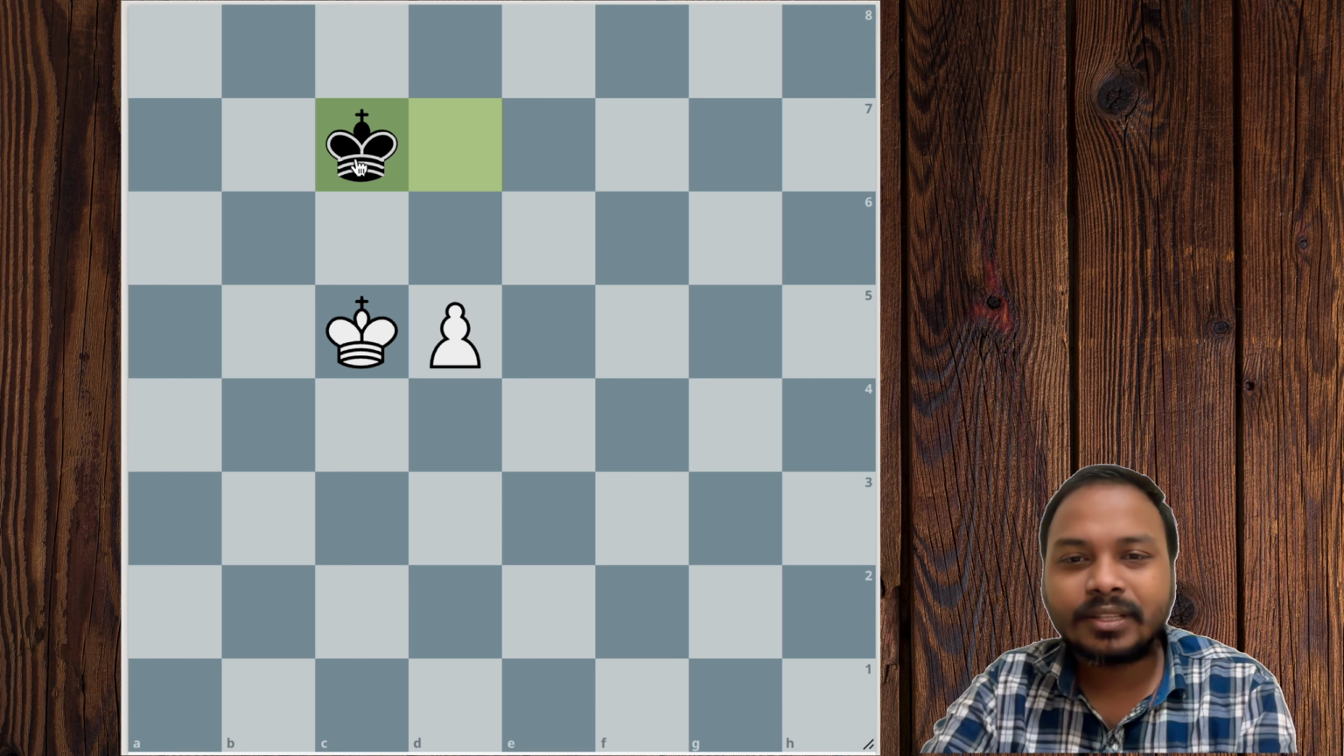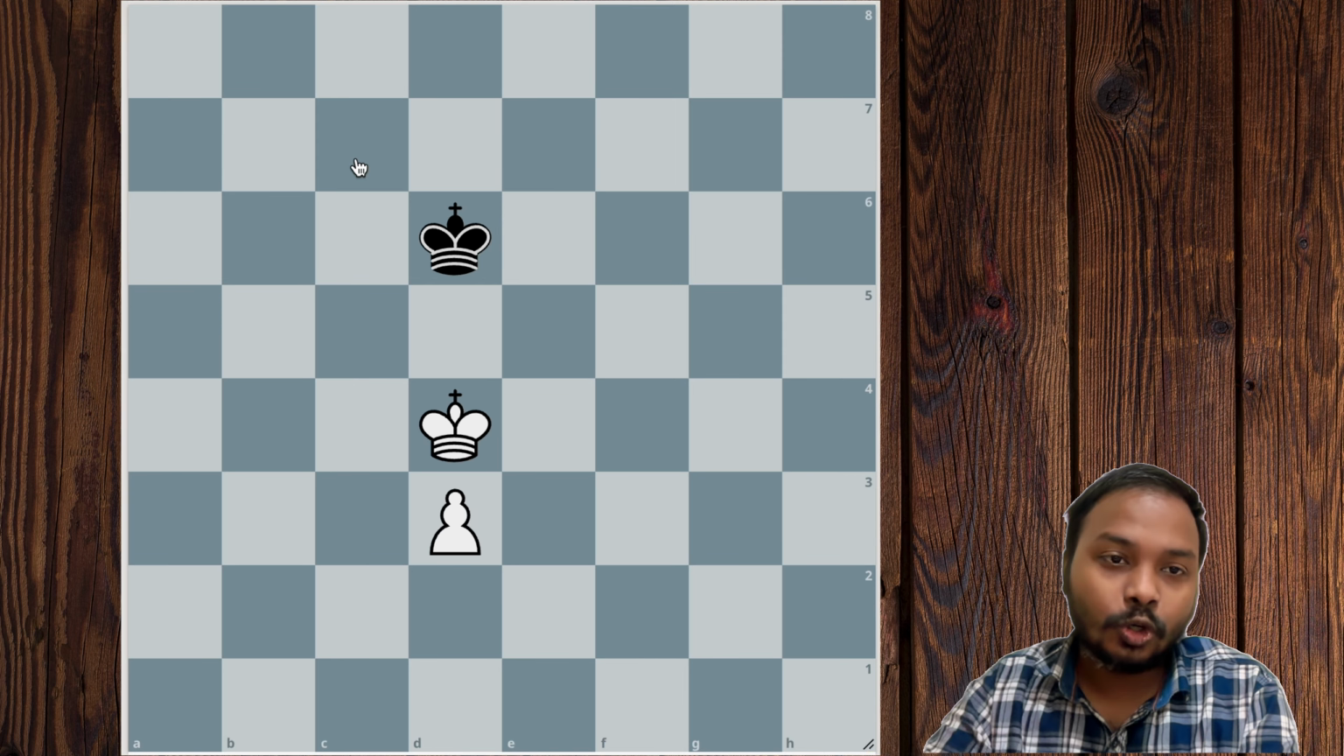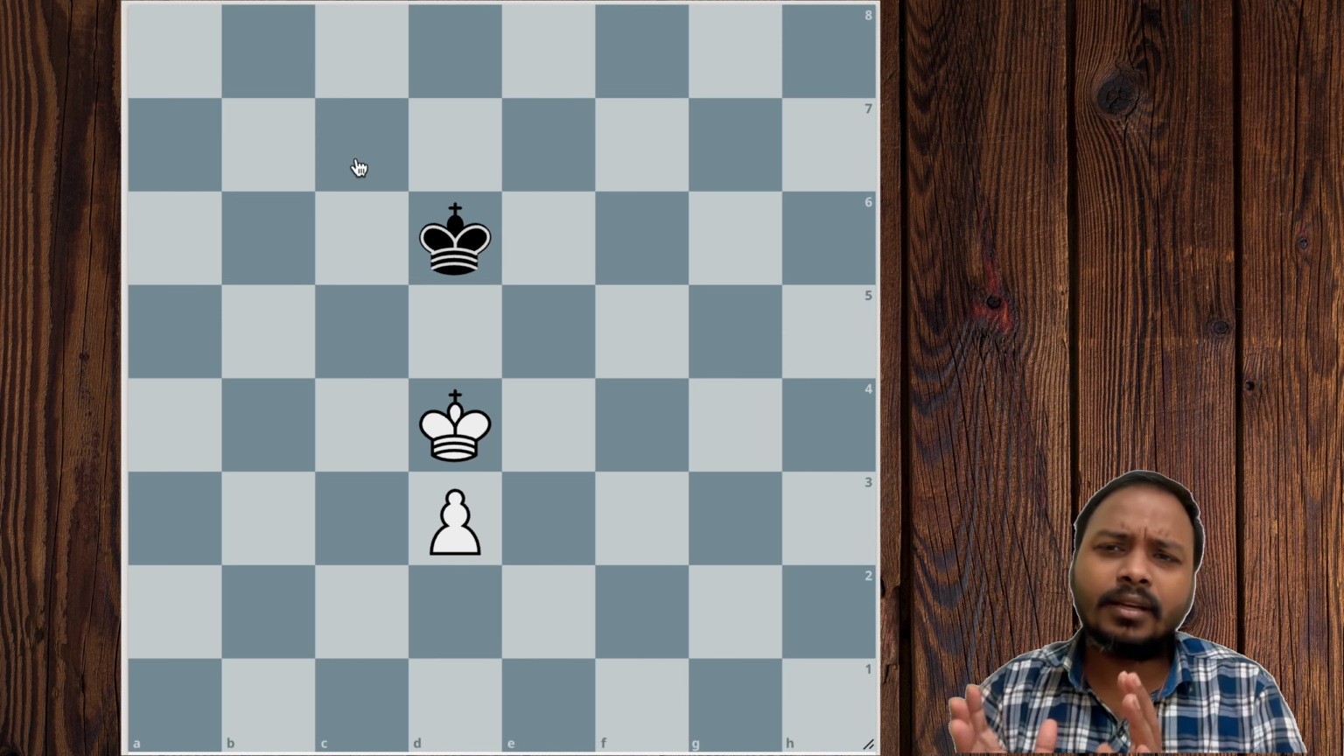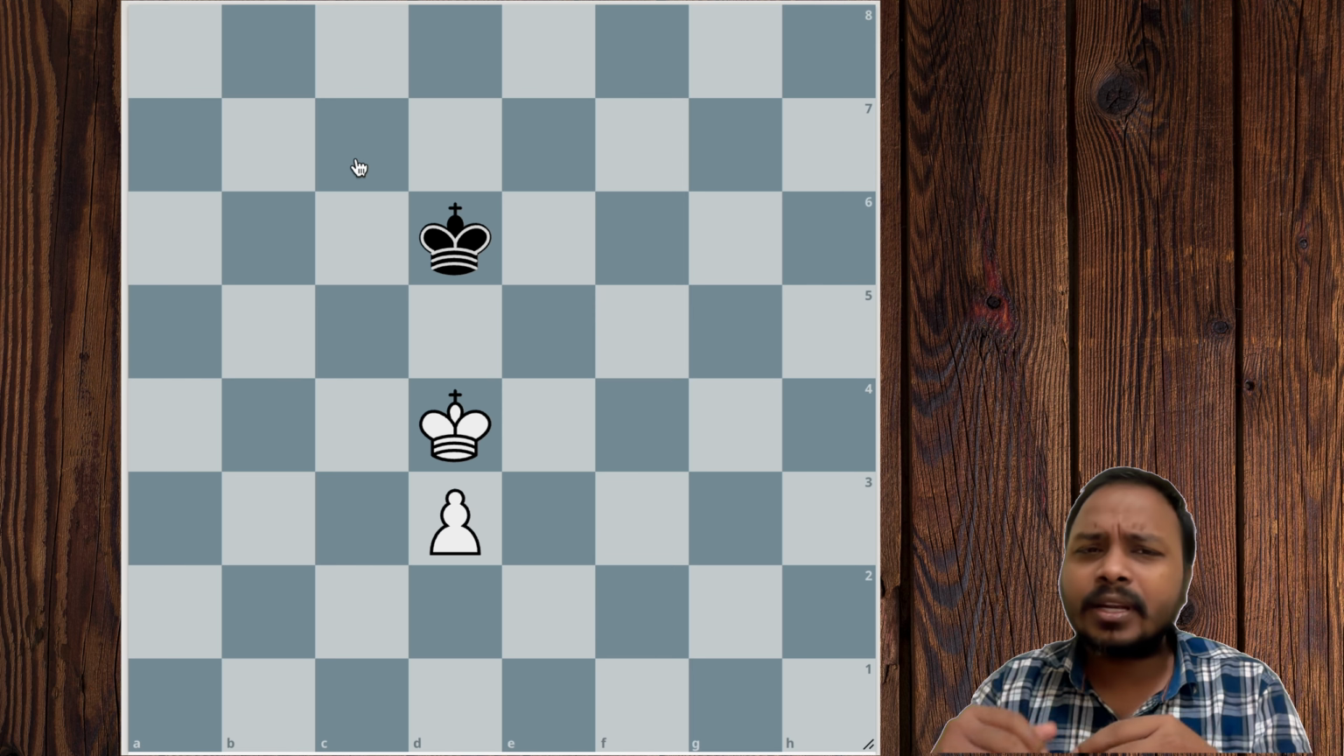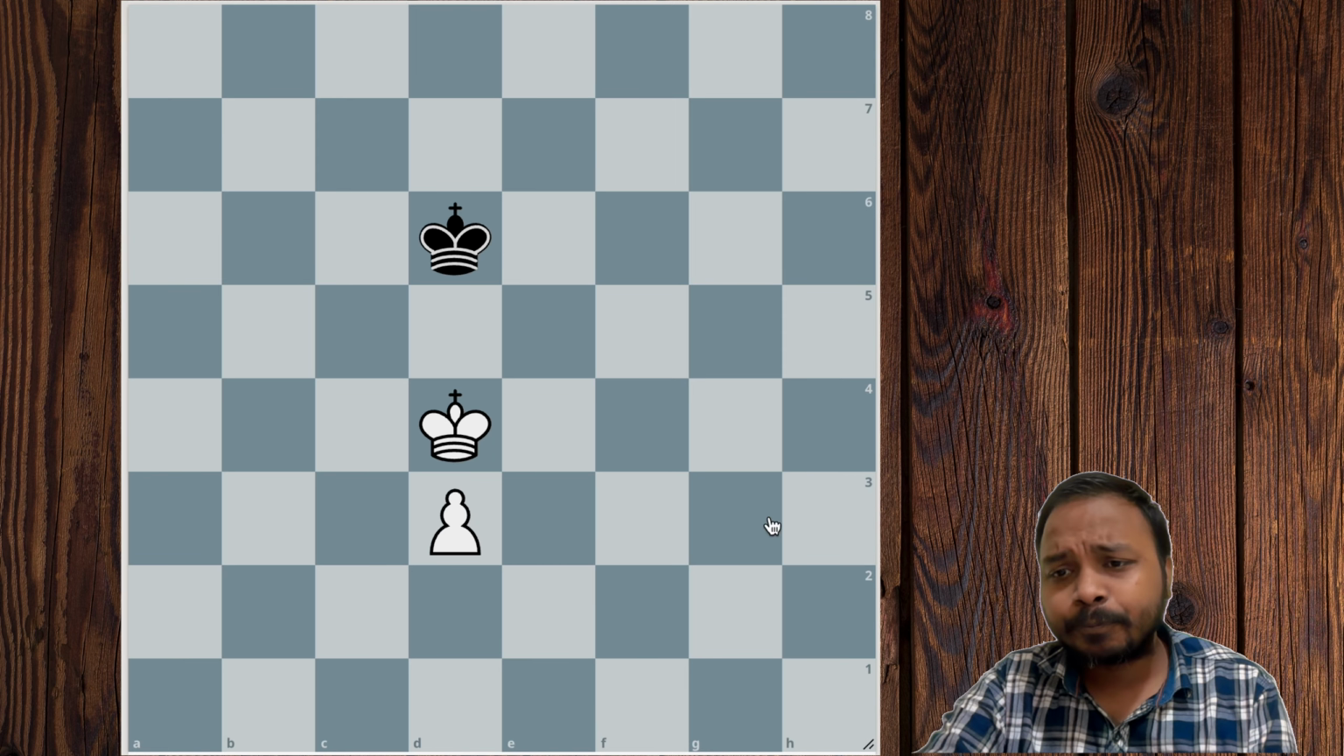So this position is also a draw, which we already saw in the previous position. The same result you will get over here. Next position.